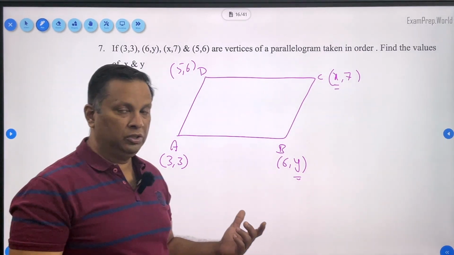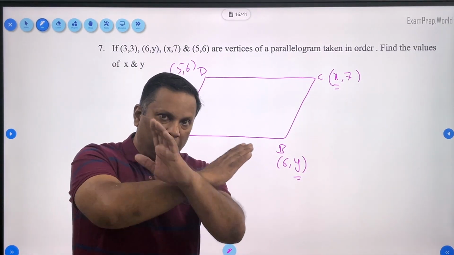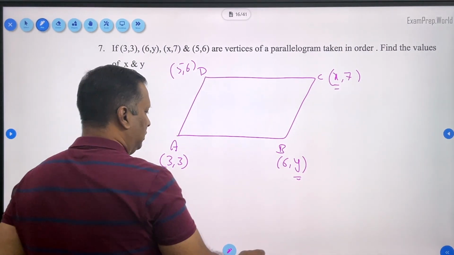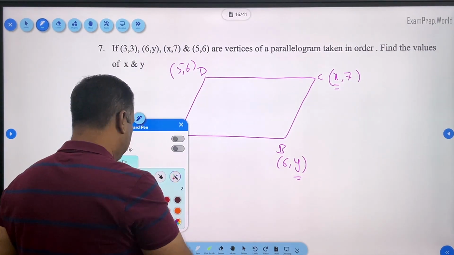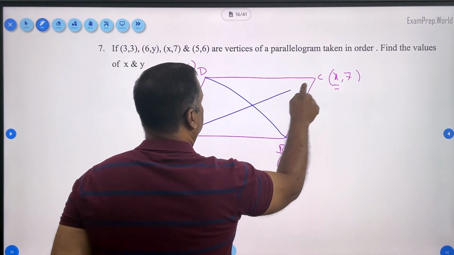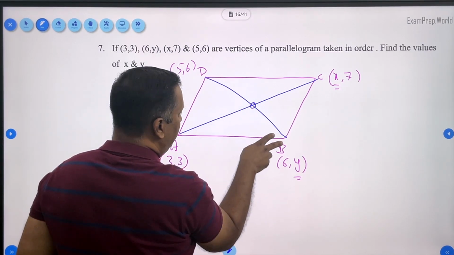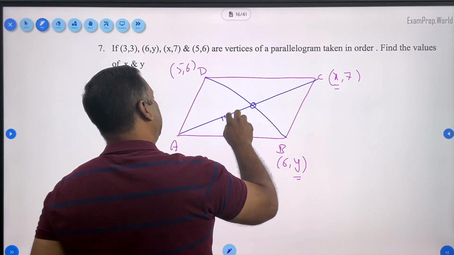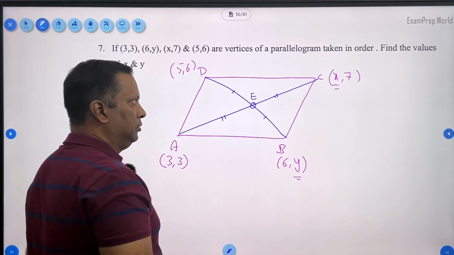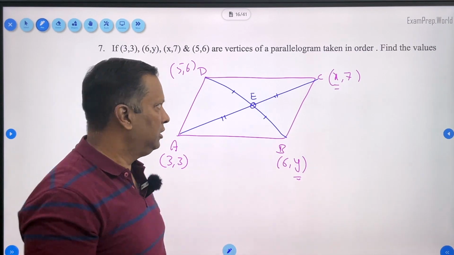Once again you can use the distance formula, but we will go with the same logic. The midpoints of the diagonals are the same. So let me use another color here and draw the diagonals. And this point is the same. It is the midpoint of DB as well as AC. This part is equal to this and this part is equal to this. So we will find this and equate from both sides, and we will get it.